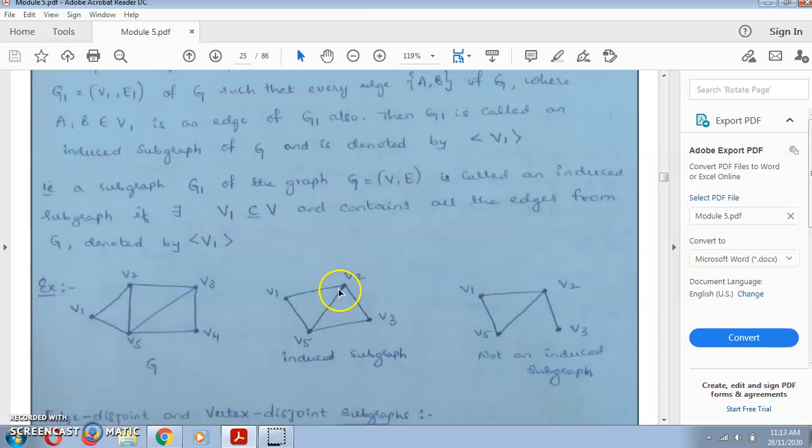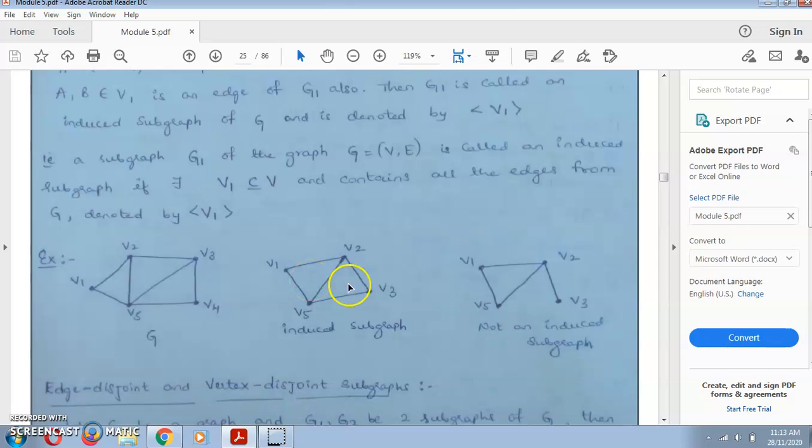So there should be an edge between V1 and V2. Here it is V1 V2, then V2 V5, here V2 V5. Next V5 V3, V5 V3, so there is an edge. So the naming conventions are also there. But if you consider V1 V2 V3 V4, there the edge is not there. Here the edge is not there between V5 and V3, so it is not an induced subgraph.